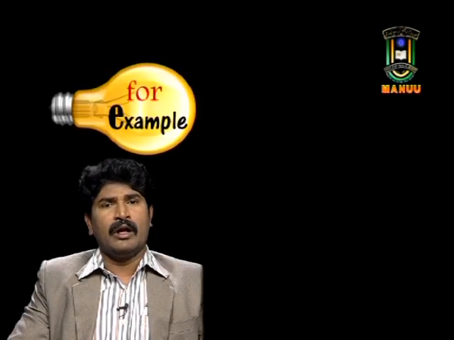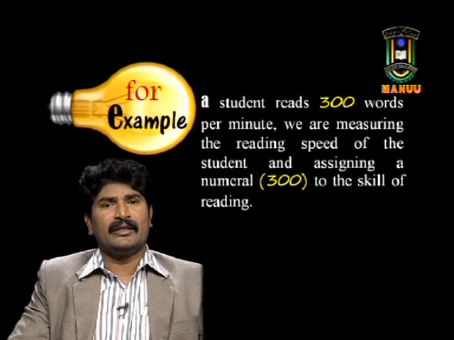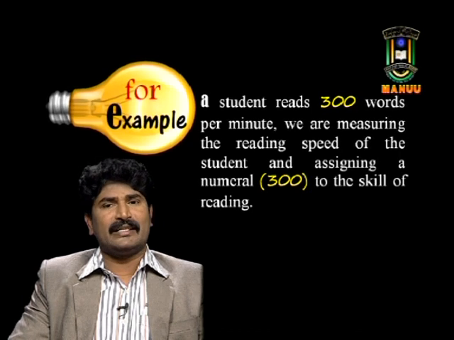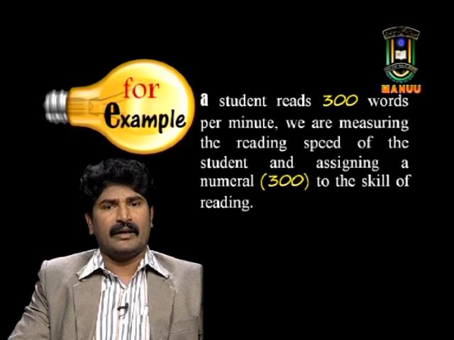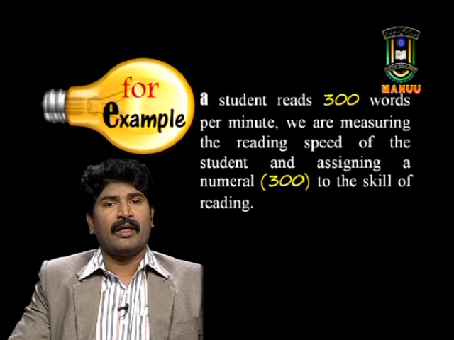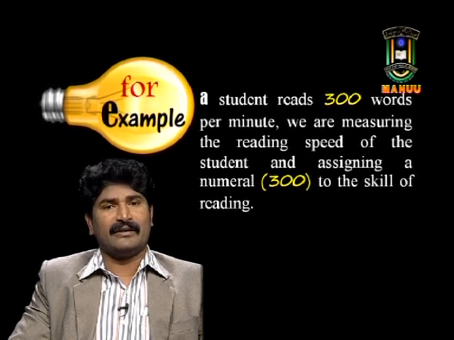For example, when we say a student reads 300 words per minute, we are measuring the reading speed of the student and assigning a numeral 300 to the skill of reading. So this is the best example for measurement. By looking at this example, we can understand what exactly measurement is and how it is different from the other two words, testing and evaluation.